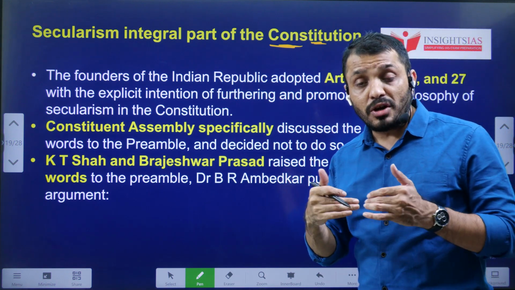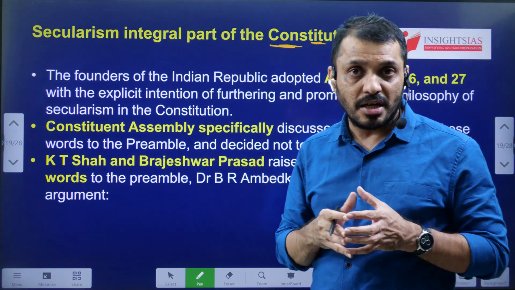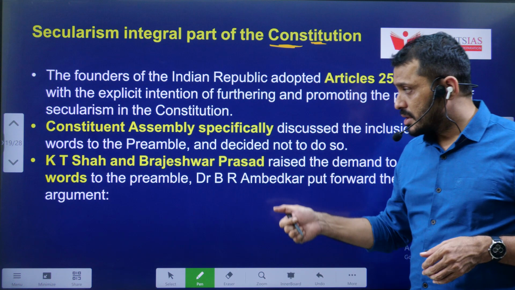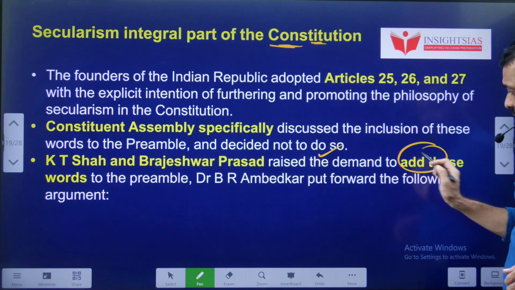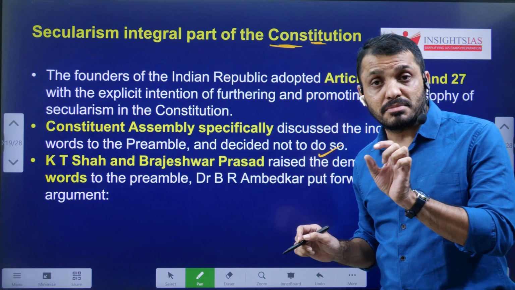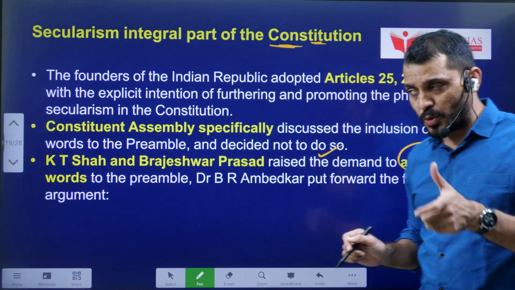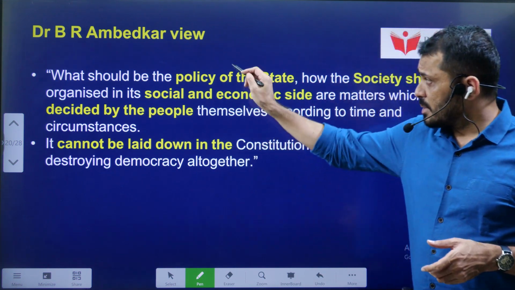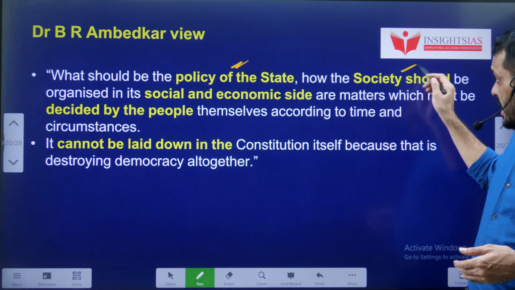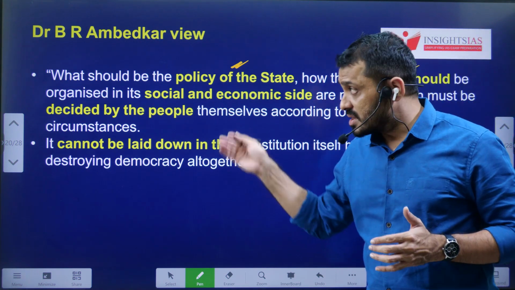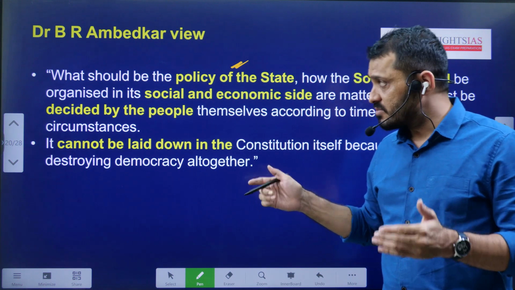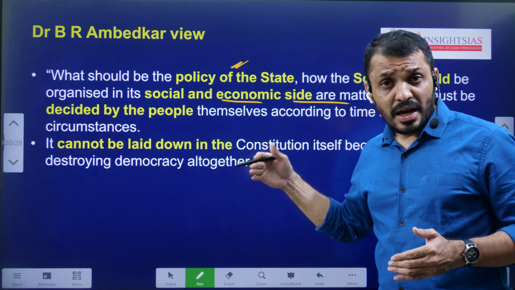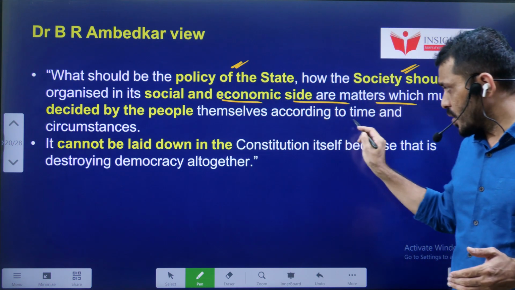Students, during the making of the Constitution in the Constituent Assembly, there were certain debates regarding the inclusion of the word secularism. People like K.T. Shah and Brajeshwar Prasad argued that the word secularism must be included in the Constitution. But in response to these demands, B.R. Ambedkar commented that the policy of the state and how society should function are decided by the then social and economic conditions. These cannot be decided by the Constitution.